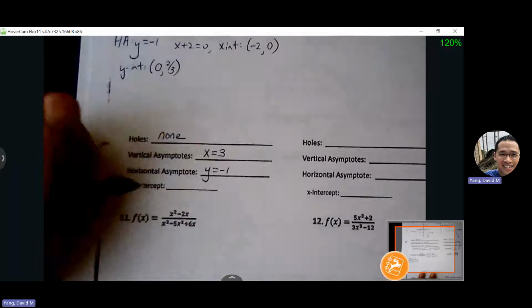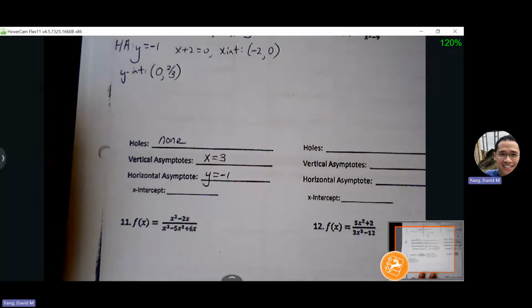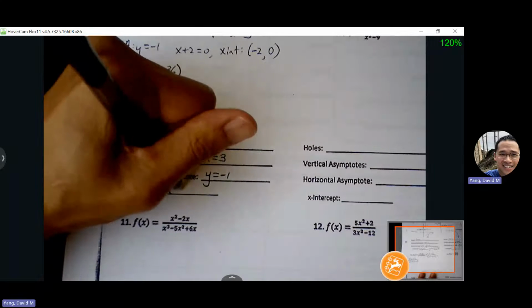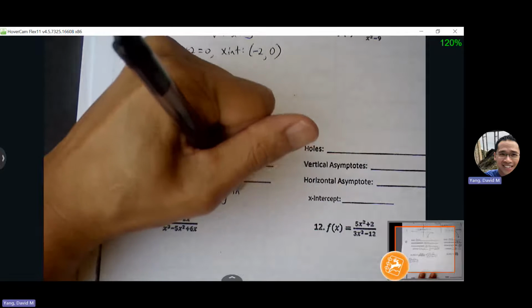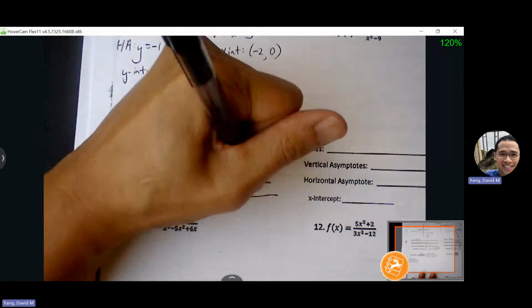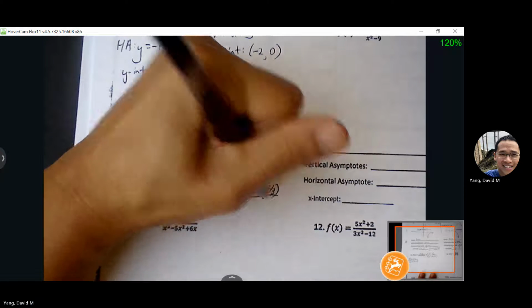Okay, let's add that to our list of items. So -2, 0. I didn't have a place for y-intercept, so we'll just put that to the side. Y-intercept is at 0, 2/3.